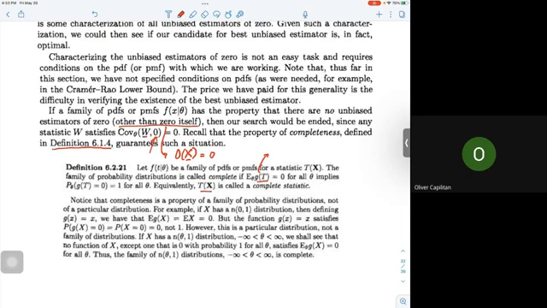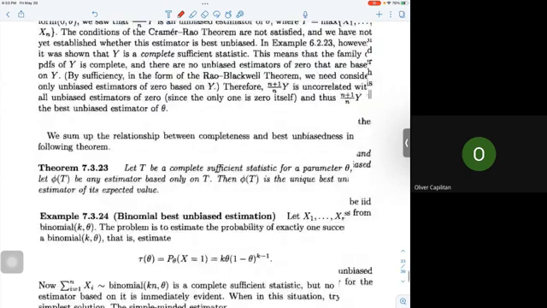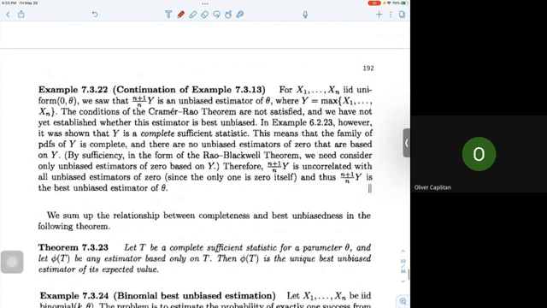Ito yung example, na-discuss ko naman yan. Last two examples na tayo. Two examples and one theorem. So continuation. Okay, for X1 up to Xn IID uniform. We have this in our previous example. Na-review ko a while ago.